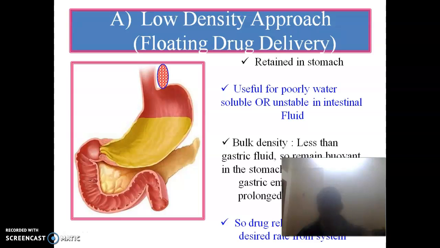So the low density approach is floating drug delivery. What are the requirements for a floating drug delivery system? Here we have to retain our dosage form in the stomach. This is the first condition. Second, it is useful for drugs that are poorly water soluble or unstable in intestinal fluid. Poorly water soluble drugs we can give through this floating drug delivery; in the BCS classification, class 2 and class 4 drugs have poor water solubility. The third thing we have to understand is that the density of our dosage form should be less than the gastric fluid. This is a very important condition while designing floating drug delivery. And the drug should release slowly at the desired rate from the system. So these are the requirements to prepare floating drug delivery.